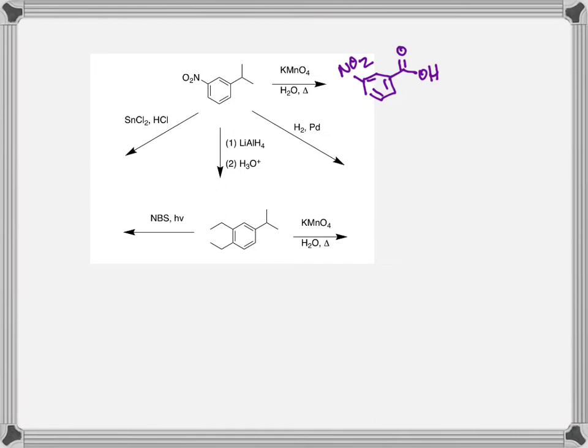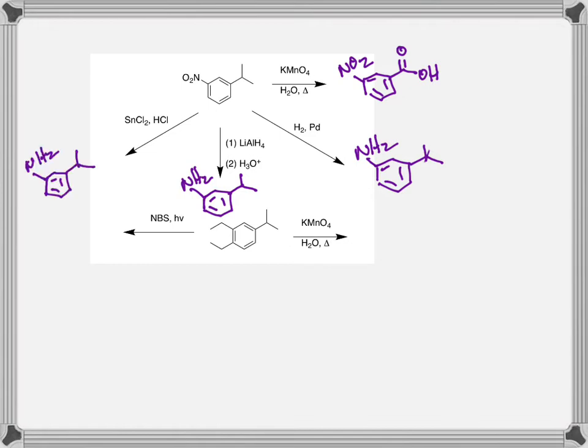Next, we'll go clockwise around this chain. We are going to react our starting material with hydrogen and palladium. That reduces the nitro group and doesn't do anything to the isopropyl group. So the nitro group becomes an NH2 group. The next reagent is lithium aluminum hydride, followed by aqueous acid workup. That reduces the nitro group to an NH2 group and does nothing to the isopropyl group.